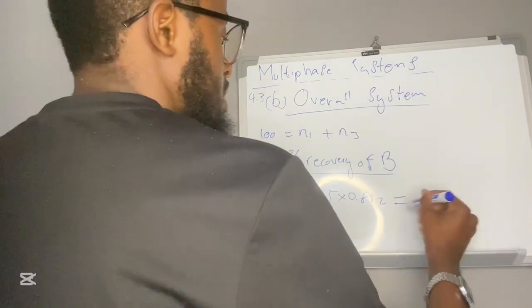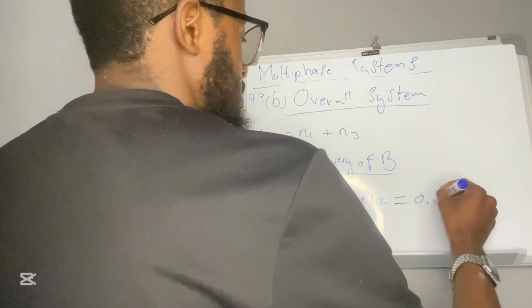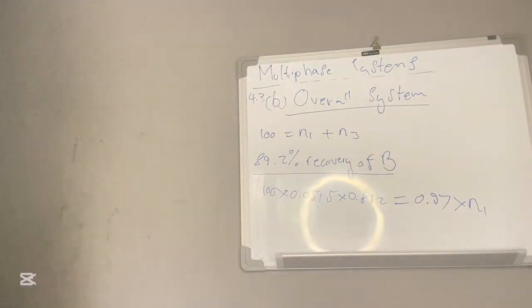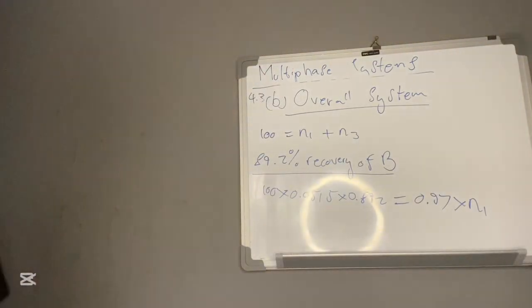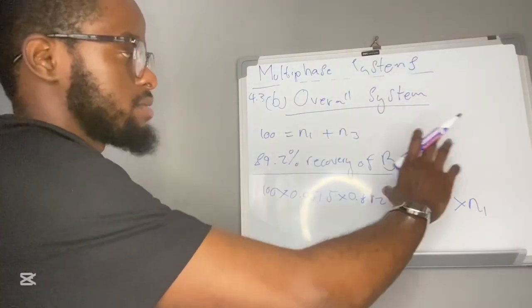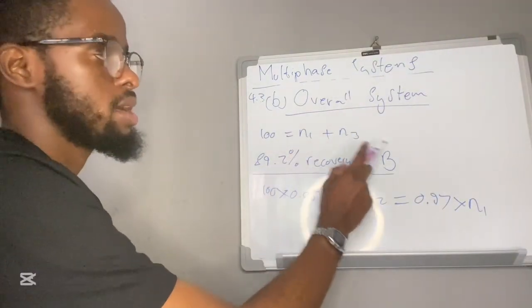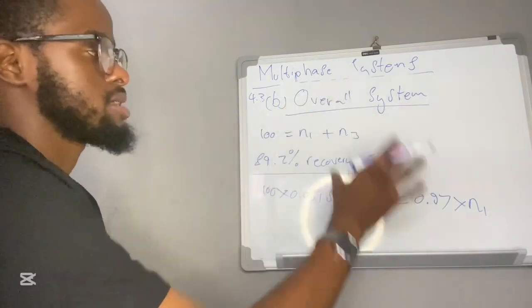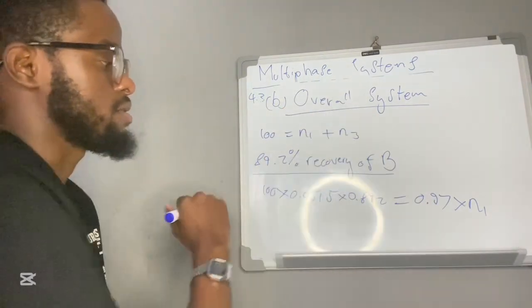And then the outside one is 0.97 times N1. This is what we're going to have, because in the overall we have 3 unknowns. We have N1, N2, and a component of N3, right? So this is the step to finding everything in this overall.